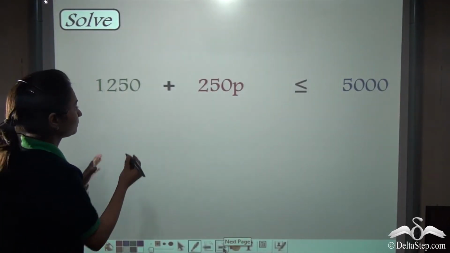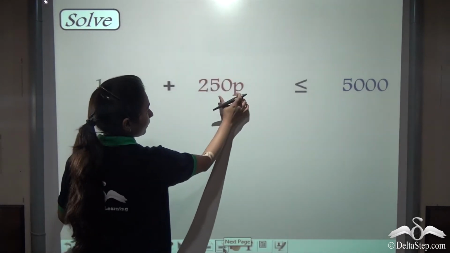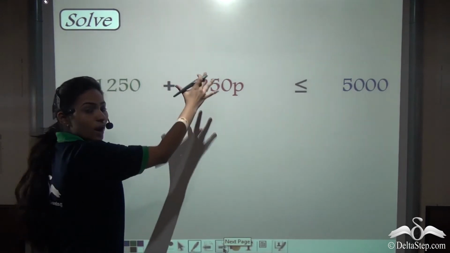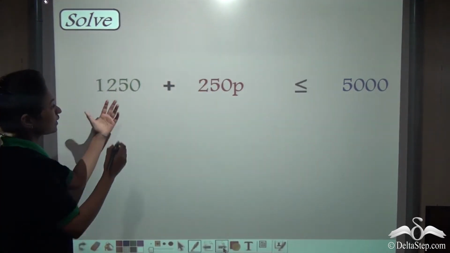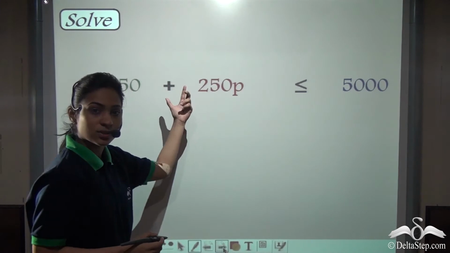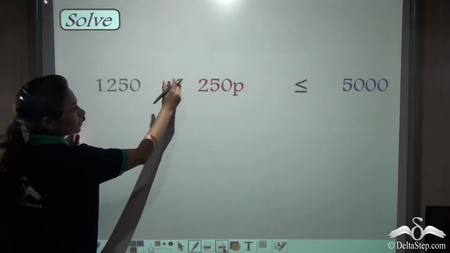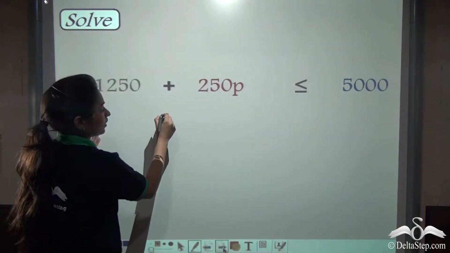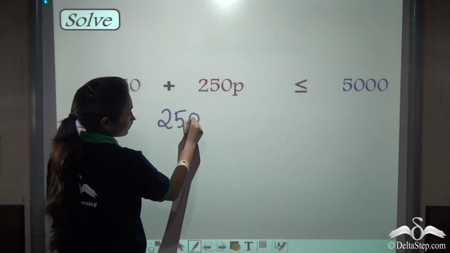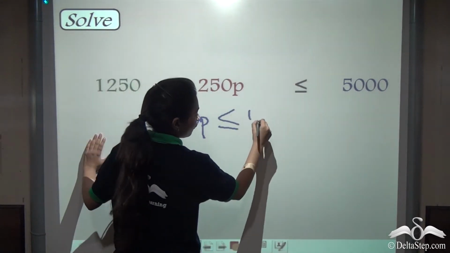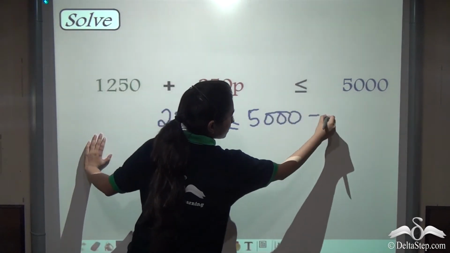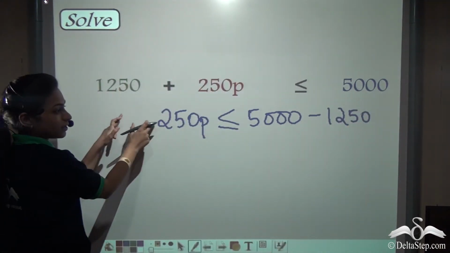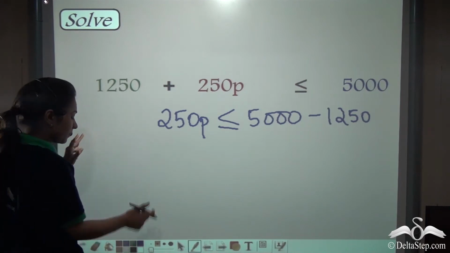Now let's solve this. Here you can see 250p. Here p is our variable. So let's take this 1250 to that side. We have to try to isolate our variable. Or you can say 1250 subtracted from both sides. What will it give you? 1250 minus 1250, 0 on this side, and 5000 minus 1250 on that side. So we get 250p is less than or equal to 5000 minus 1250. Here also we were doing 1250 minus 1250, that gave us 0. So we skip that part.